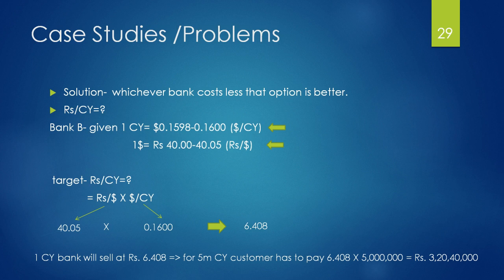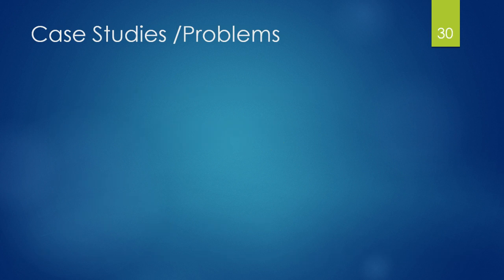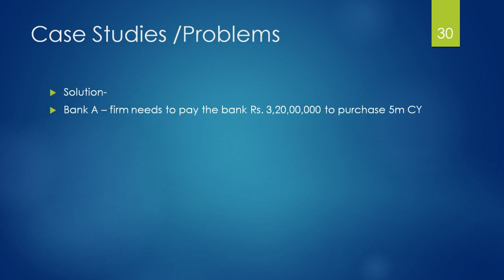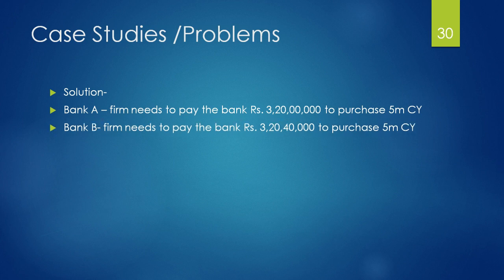Let's see what the firm has to pay to buy 5 million Chinese yuan. If the firm buys from Bank A, the firm needs to pay the bank rupees 3 crore 20 lakhs to purchase 5 million Chinese yuan. On the other hand, if the firm buys from Bank B, the firm needs to pay the bank rupees 3 crore 20 lakhs and 40,000. So what are you recommending to the firm? Bank A or Bank B? If you answered Bank A, then you are correct. Thus, we recommend the firm to purchase 5 million Chinese yuan from Bank A, which is costing less to the firm.